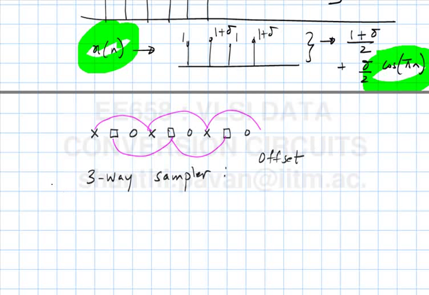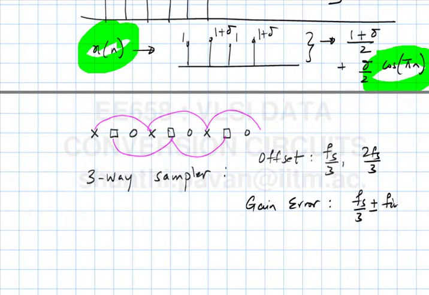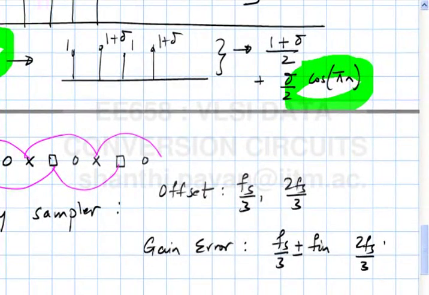If you have three sample and holds working in parallel, and there are random offsets in each one of these sample and holds, then you will see tones at Fs by 3, 2 Fs by 3. If there is gain error, there will be sidebands around Fs by 3 plus minus Fn, and 2 Fs by 3 plus minus Fn.